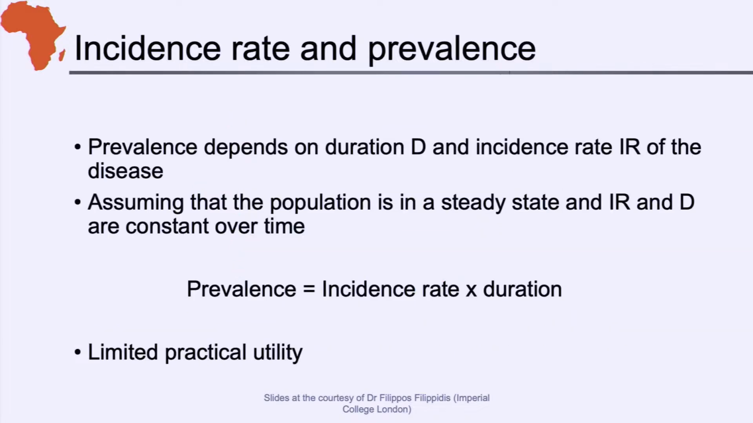Looking at incidence rate and prevalence, prevalence basically depends on the duration and the incidence rate of the disease. If we assume that the population is in a steady state, so let's say we don't have any new birth and no death, or we have an equal number of birth and death, and the incidence rate and the duration are constant over time, then prevalence is equal to the incidence rate times duration. But that has limited practical utility.